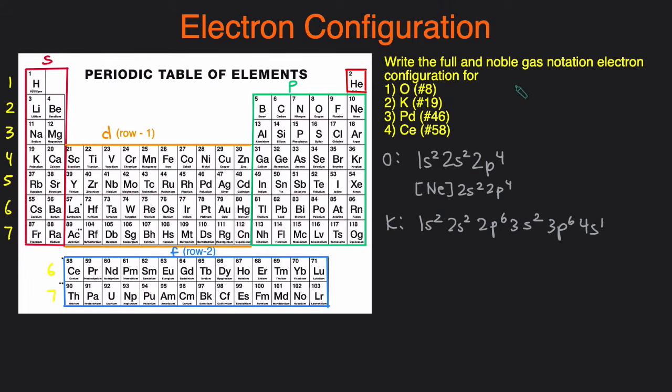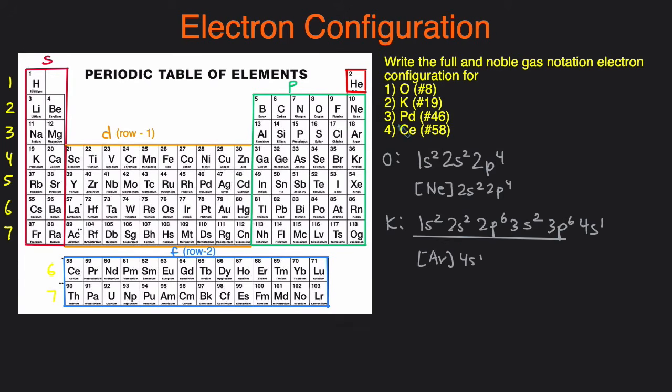Now for the noble gas, or the shortcut notation, we go to the last noble gas. The last noble gas before potassium is argon. So we'll put argon in brackets, and that pretty much just covers all of this, because this is the configuration of argon, and then we start with 4s1. Because we've got argon, and then moving on to just 4s1, and that is potassium. Hopefully this is making sense so far.